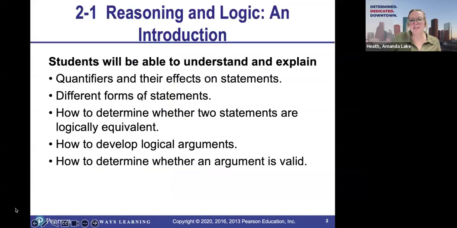So this is Section 2.1, and the topic of this section is reasoning and logic. Through this section, you should be able to understand and explain quantifiers and their effects on statements, different forms of statements, how to determine whether two statements are logically equivalent, how to develop logical arguments, and how to determine whether an argument is valid.